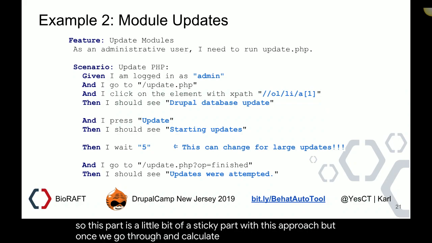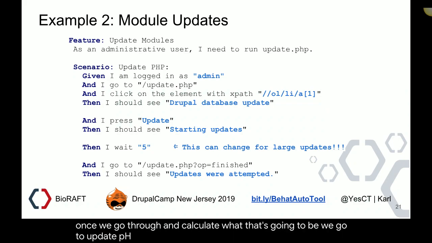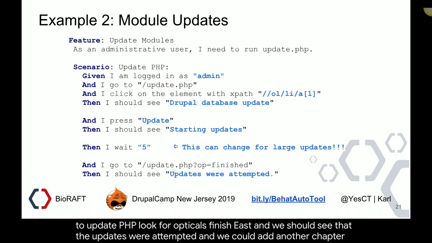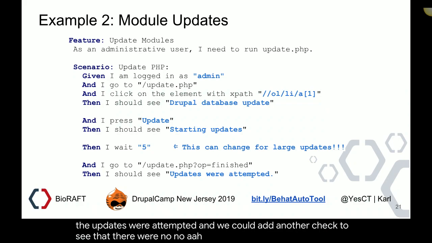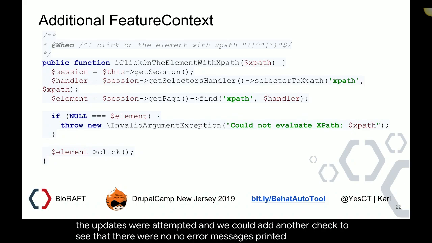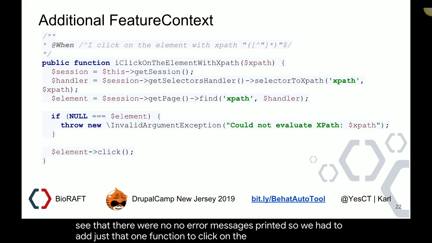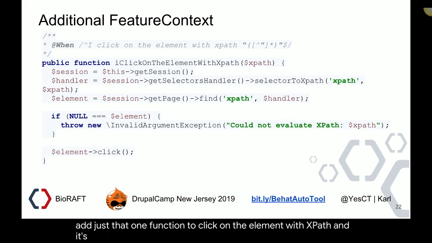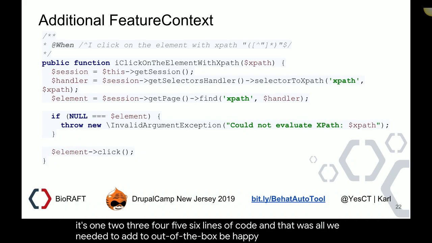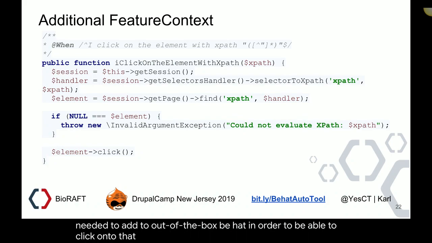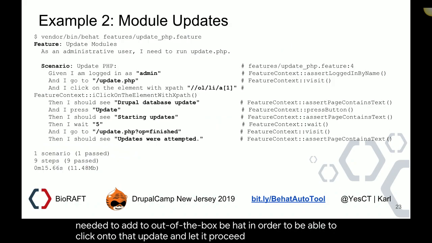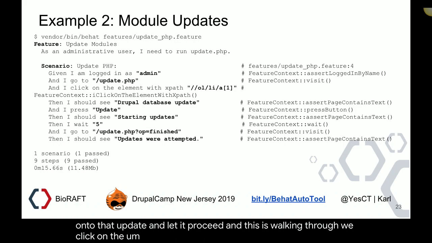But once we go through and calculate what that's going to be, we go to update.php, look for op equals finished, and we should see that the updates were attempted. And we could add another check to see that there were no error messages printed. So we had to add just that one function to click on the element with XPath, and it's six lines of code. That was all we needed to add to out-of-the-box Behat in order to click that update and let it proceed. And this is walking through: we click on the element, we find it, the updates were attempted, and everything passed.